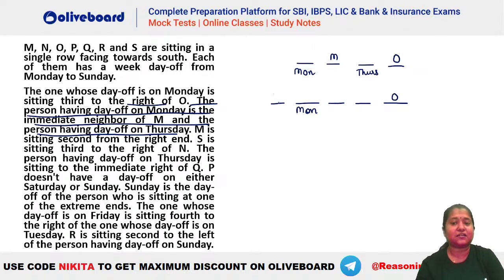So you can see, sorry, just a second. The person having day off on Monday is a neighbor of M and Thursday. गड़बड़ बना दिया, just a second. So this is a possibility that Monday is a neighbor of M and Thursday. एक तो ये possibility है, या फिर you can see Monday is a neighbor of M and Thursday. This is a possibility. That is on either of the sides we can have. ठीक है, इस तरह से swap कर सकते हैं.